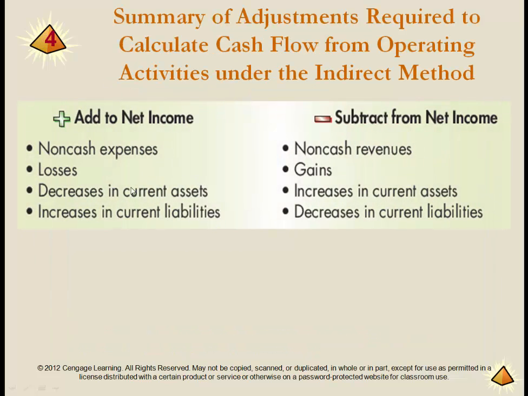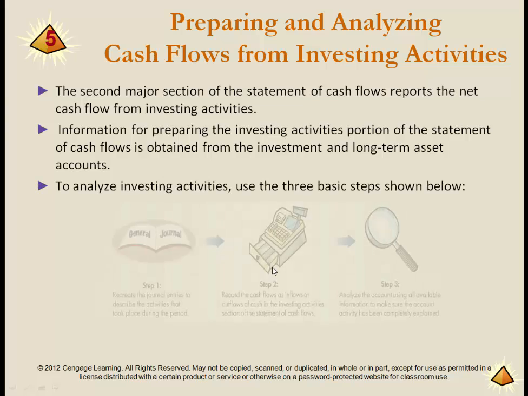So this is kind of a little bit of a summary. Operating activities under the indirect method, same kind of stuff we've been talking about. You might want to pause this and look at it, but you notice current assets, current liabilities, gains and losses, non-cash and non-cash. Now we're going to look at the investing section.